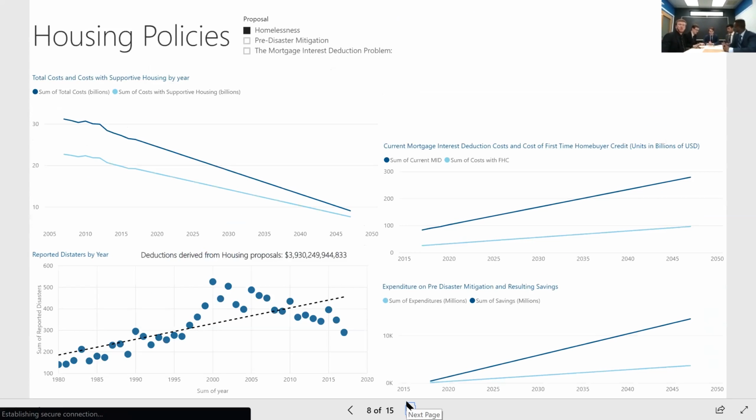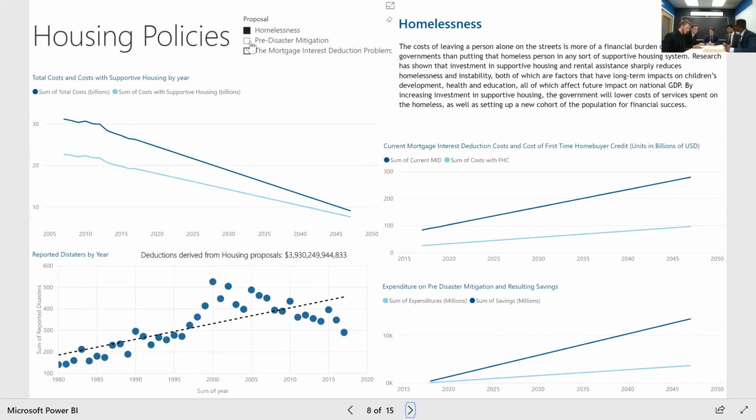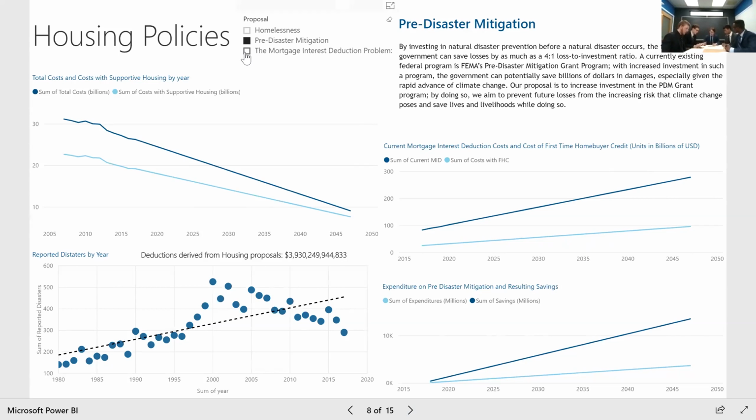To address homelessness, research has shown that investing in supportive housing can relieve over $13,000 of financial burden per head, in addition to reducing instability among homeless families and giving a new cohort of the population the ability to contribute to society. Through investment in already existing programs such as FEMA's pre-disaster mitigation grant program, the government can cut future disaster losses by a 4-to-1 loss-to-investment ratio, exacerbated by the projected rise in natural disasters.